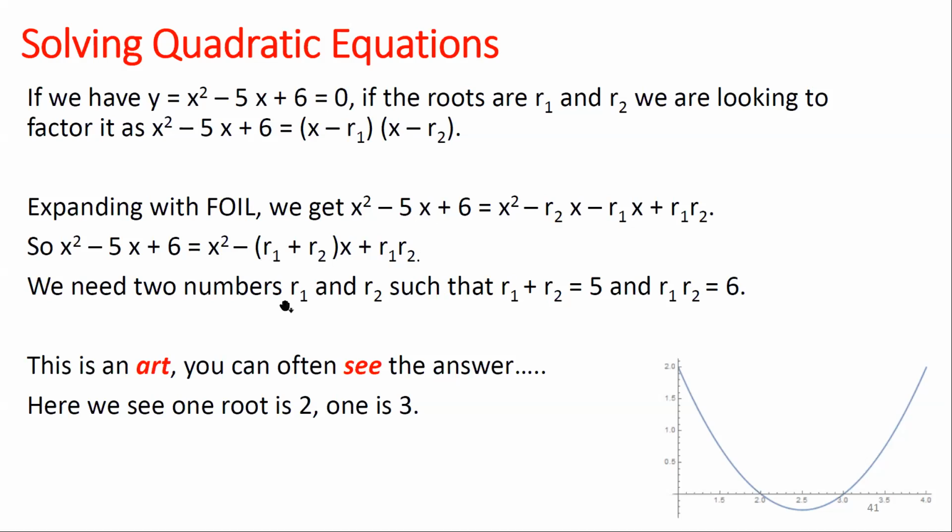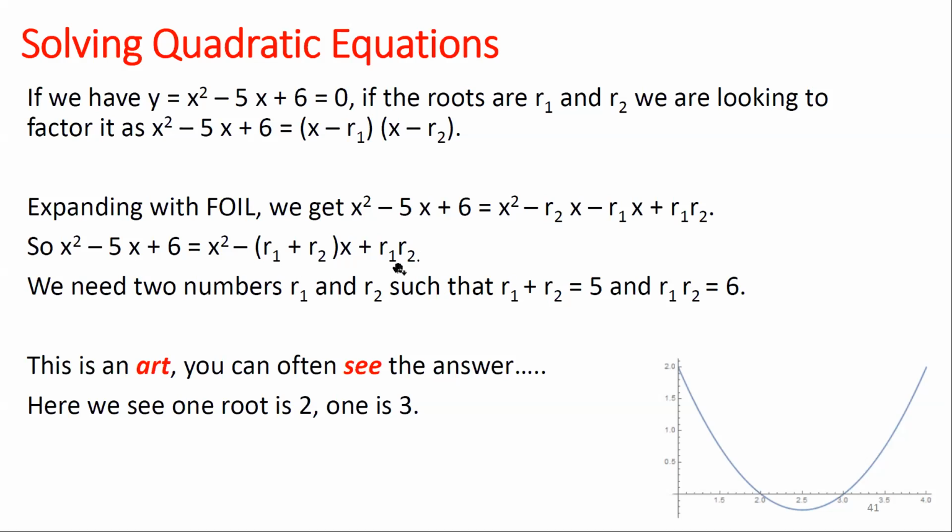Now, let's see what we're trying to do. We're looking for two numbers, r1 and r2. We want this polynomial to be the same as this. Is x squared the same as x squared? Yes. We want negative 5x to be negative quantity r1 plus r2 times x. So what should r1 plus r2 equal? We have a negative sign in front of it, so it should be 5. And then the x terms will match.